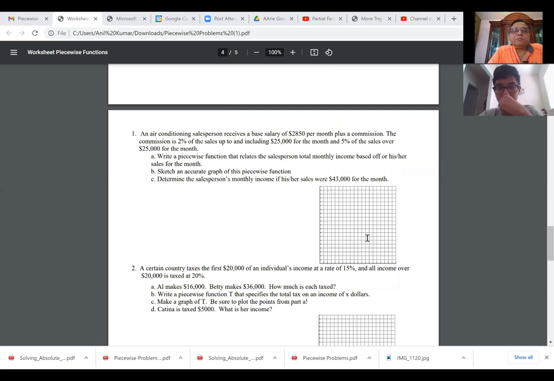Good. So can you help me find this piecewise function? So we have the first part, which is an air conditioning salesperson receives a base salary of 2850 per month plus a commission, right? So the salary function. So let's say income, we can say, right? Let me write down. Okay, let's not use sales, we'll use sales for taxes. Yeah. Let's say income. So it is 2850 per month. Okay, I'll put it in two slabs, because it's a piecewise function.